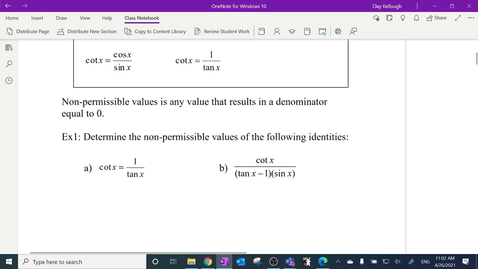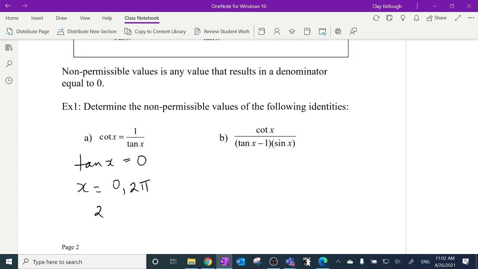So for example, determine non-permissible values for this identity. This is an identity, right? Cotangent is 1 over tangent. This should work. This left side and this right side of this equation should be true no matter what angle I put in. But, of course, tangent of x equals 0. If you put 1 divided by 0, that wouldn't exist. So when is tangent 0? At 0 and 2 pi. Or if I wanted to say across all reals, 2 pi times k, where k is an element of all integers.